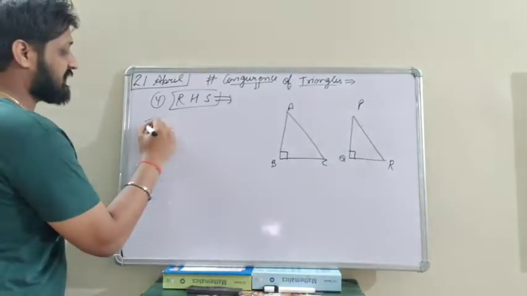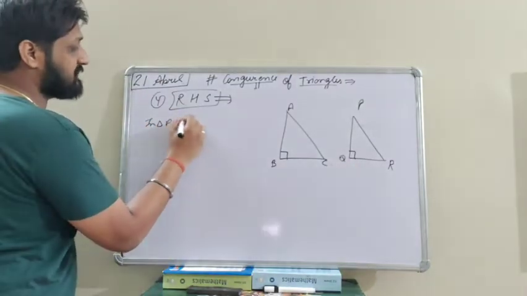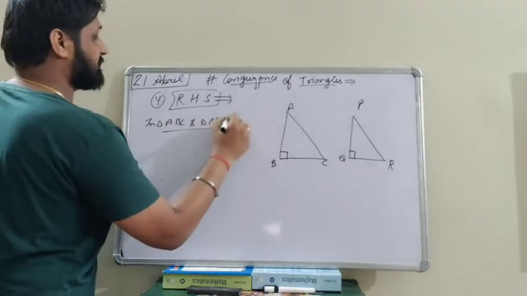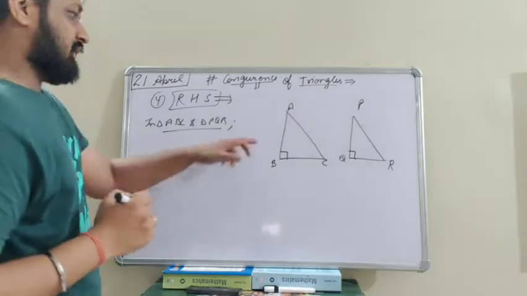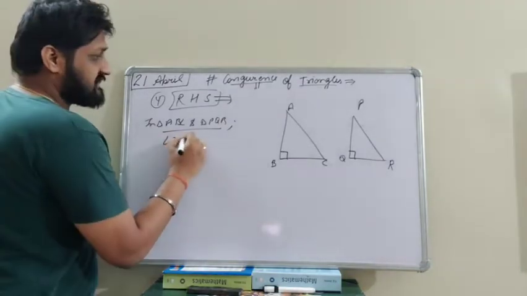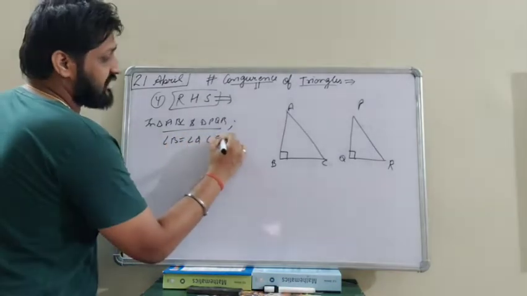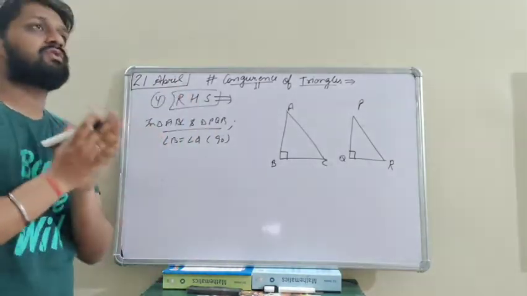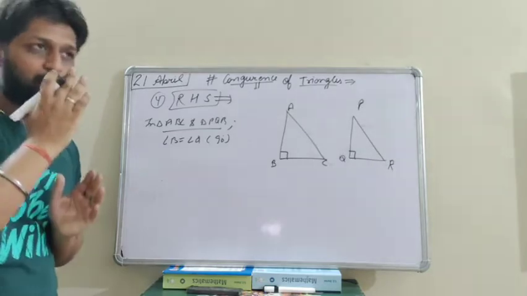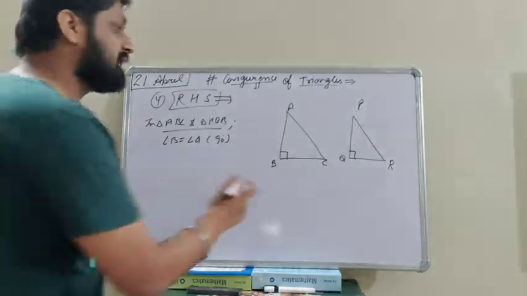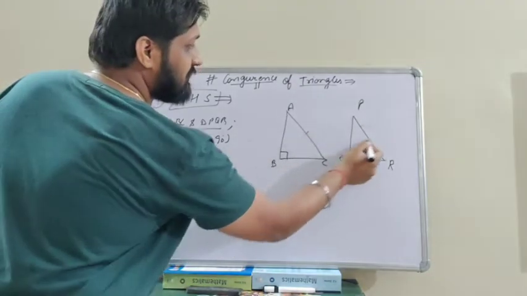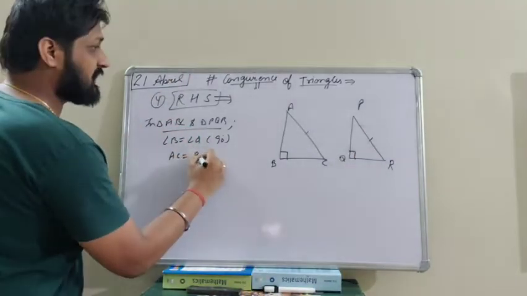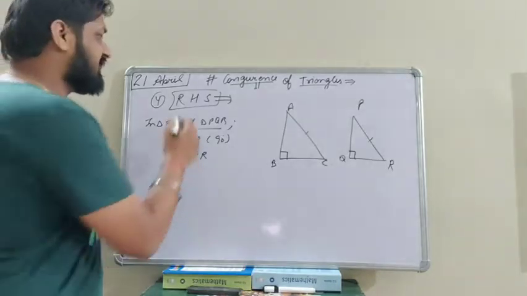Now RHS. Again in triangle ABC and triangle PQR, can we say that angle B is equal to angle Q, and that is 90 degrees. Both are 90 degrees. The next is hypotenuse. What is hypotenuse? Hypotenuse is basically the side opposite to the right angle. This is the right angle, and the opposite side is the hypotenuse. So here AC is equal to PR.